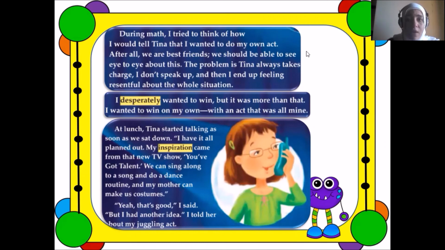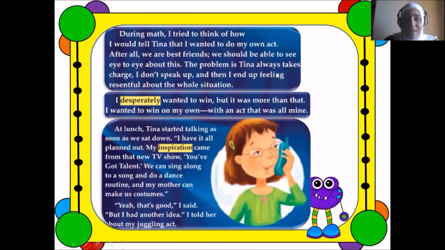If you notice here, there's something called "to see eye to eye." If you're thinking or talking about something, do you see eye to eye? No. So here, "see eye to eye" is an idiom. I leave it for you to guess the meaning of "to see eye to eye."